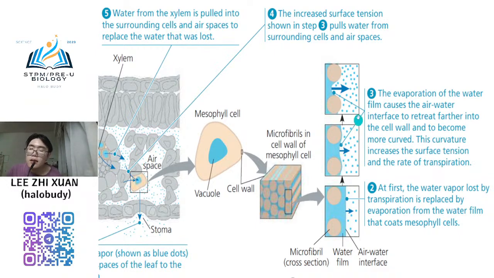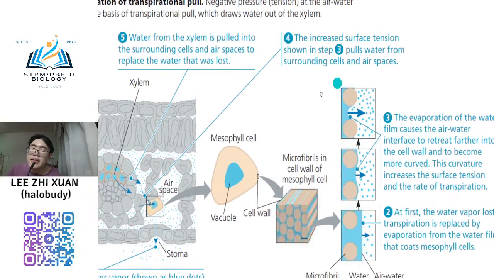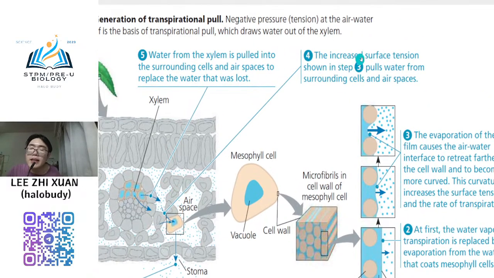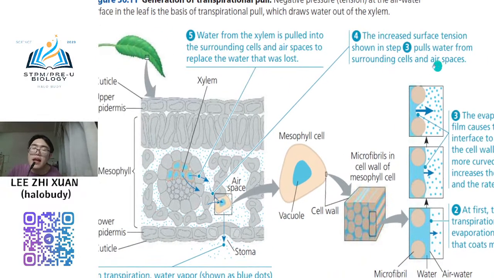Okay, so when this kind of thing is happening, you need to replace the water molecules too. You cannot maintain it like this. If evaporation still occurs and there is no replacement for a long time, your water film will be totally dry. And when it is totally dry, the plant will die, because there is no water anymore. Okay, so the increased surface tension will pull water from the surrounding cells and air space.